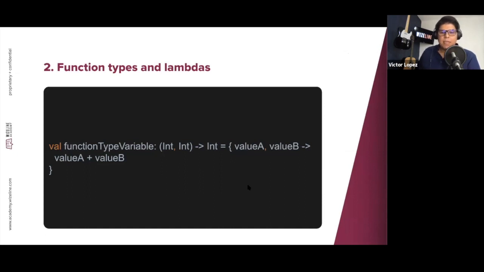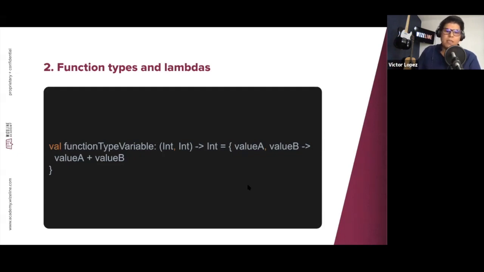Well, basically, we need to add the equal sign, operand braces, that is the body of the function, and to use the parameters that the function needs, we need to declare them before the arrow. How can we do that? Well, in this case, when we open the braces, I am declaring value A and value B. In this case, we need to return an integer. So inside of the body, we are doing the operation value A plus value B, sorry. And this will return the result of this operation, right?